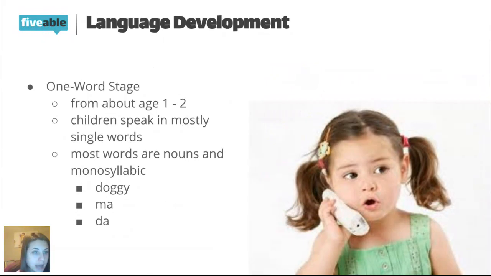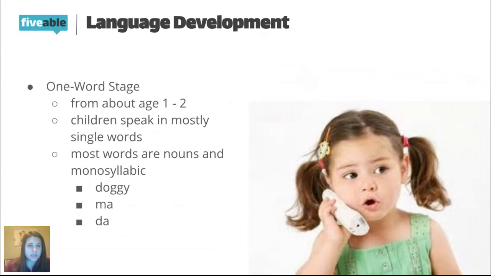So they can say ma or mama for mom or da for dad. They may label a family pet as doggy or whatever the name is, but it's almost all nouns. They might even be able to ask for something, saying juice or something like that. But there's no extra words. It's basically just nouns and mostly really simple, monosyllabic words, so single words and phrases. And this is literally called the one-word stage, so I think it's pretty self-explanatory.